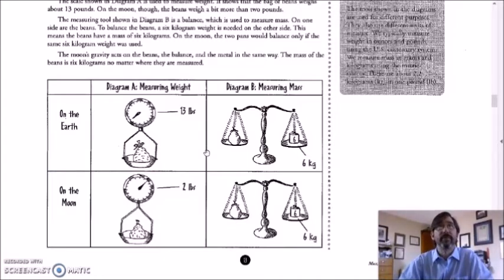On the Moon, the two pans would balance only if the same 6-kilogram mass was used. The Moon's gravity acts on the beans, the mass, and the metal in the same way. The mass of the beans is 6 kilograms no matter where they are measured.